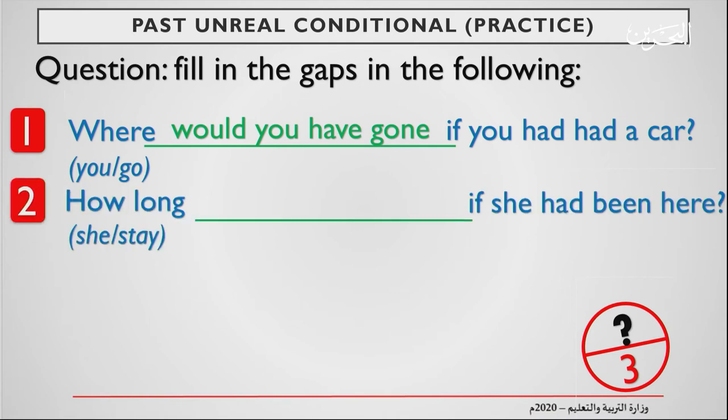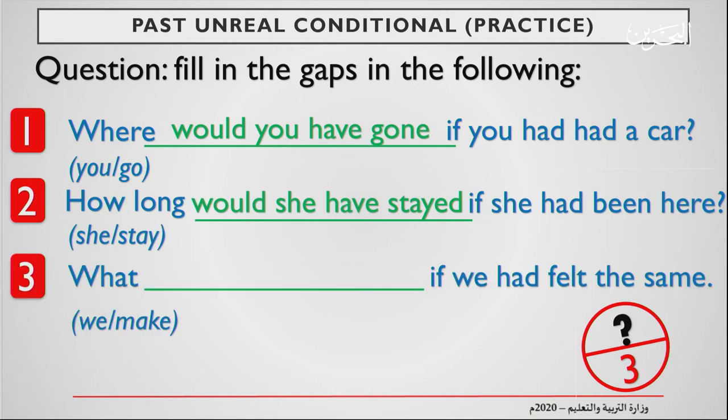Number 2. How long, gap, if she had been here, question mark. You have to use she as a subject, stay as a verb. You have 5 seconds. Let's check the answers. The answer is, would she have stayed? How long would she have stayed if she had been here? Question mark.